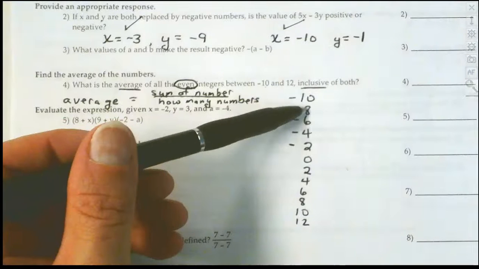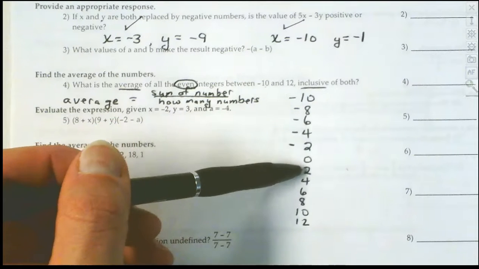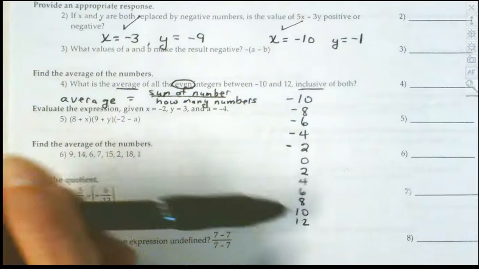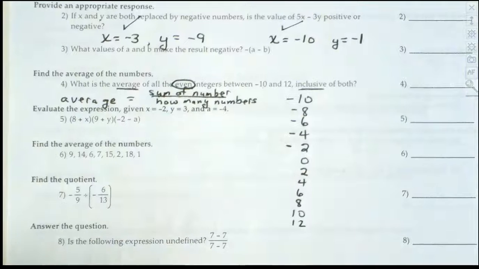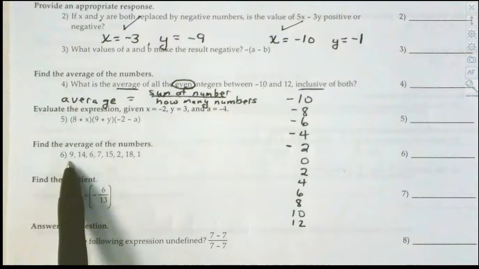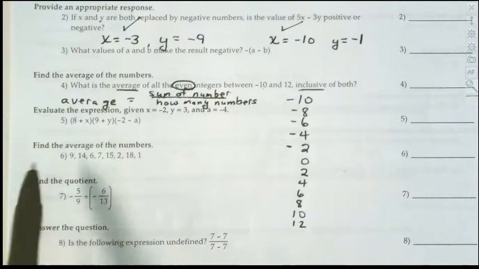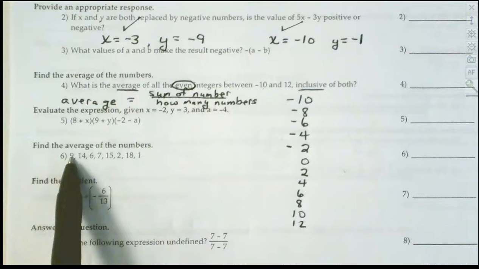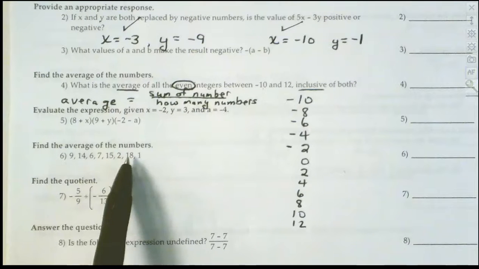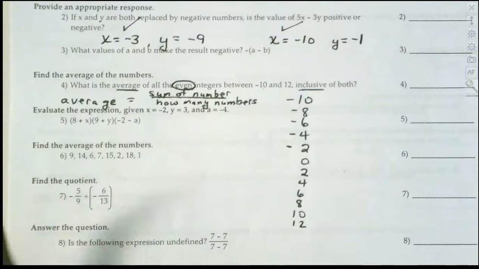So we divide by 1, 2, 3, 4, 5, 6, 7, 8, 9, 10, 11, 12. So you divide by 12. So you divide by that 12 at the end. So add them up, divide by your 12. Same thing with number 6. Add them up and divide. So 1, 2, 3, 4, 5, 6, 7, 8. Divide by 8 in that case.